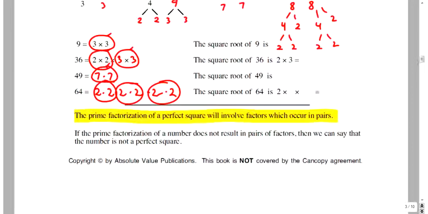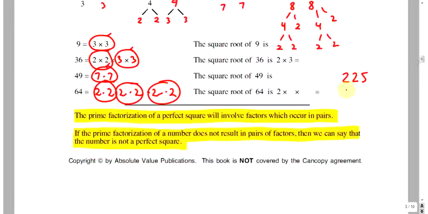Okay? If prime factorization does not result in factors of pairs, then we know it's not a perfect square. Now, why wouldn't you just pull out your calculator and see if you can take the square root of it? Well, because this might not be a calculator question. It might be a no calculator question.